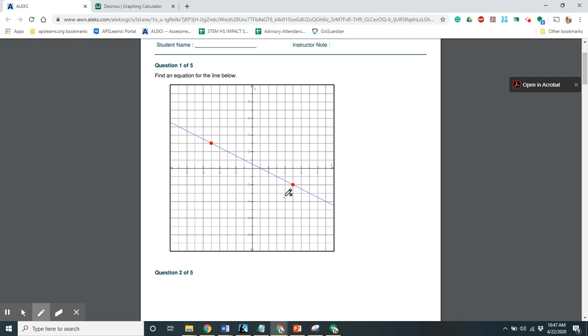So this point here, the x value is right here, which is 5. And the y value is the up and down number, which is -2. This one over here, the x value is -5. And the y value is 3.